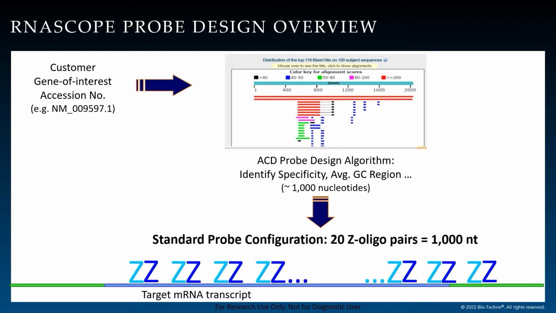Specificity is built into our probe design. We can design a specific probe to your target of interest based on the accession number or exact target sequence. Our bioinformatics scientists channel this information through the proprietary ACD alignment algorithm to select the optimum sequence to ensure target specificity and uniformity of oligo hybridization in the assay.